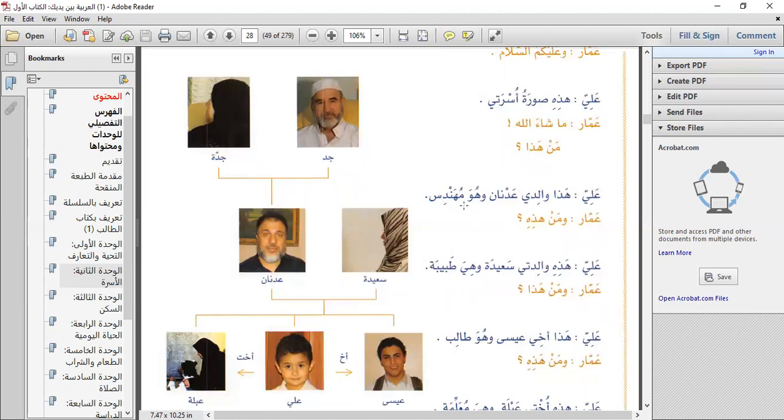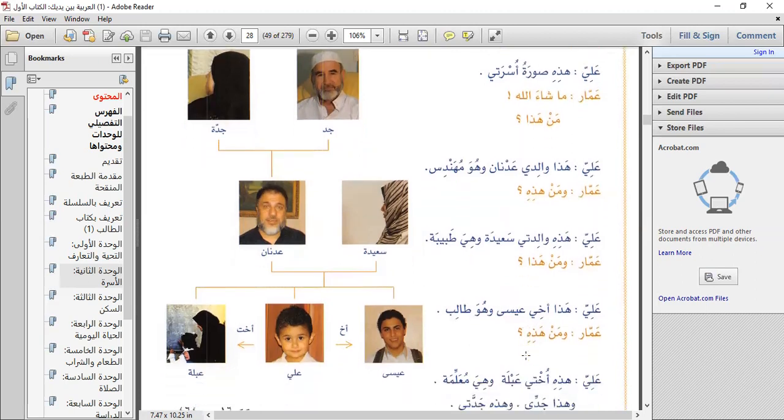Wa huwa. Again, here, the male, huwa. He's a male, so we'll use huwa. And huwa, he. Talib. Talib means student. If you want to make it a female student, you have to add the ta marbuta. It will become taliba, female student. So he is a student. Hadha akhi Isa, wa huwa talib. This is my brother, Isa, and he is a student. Next.